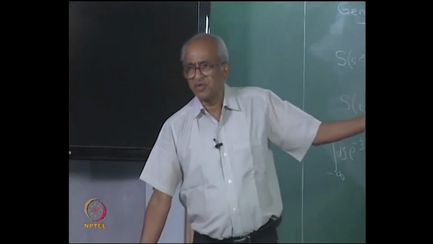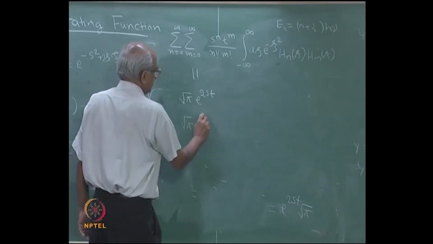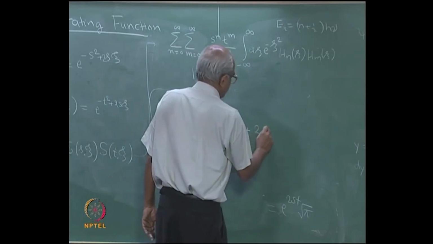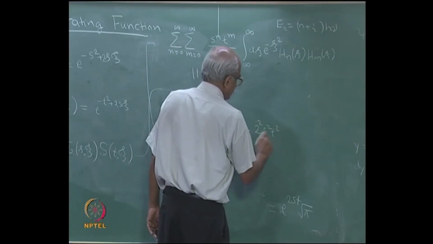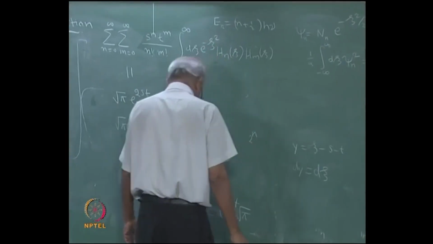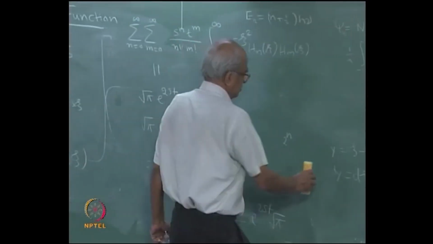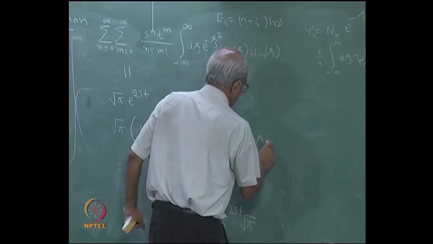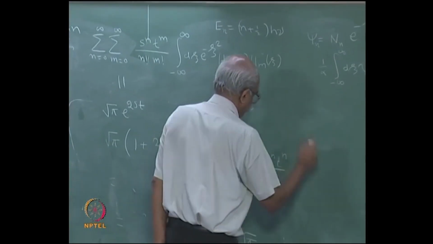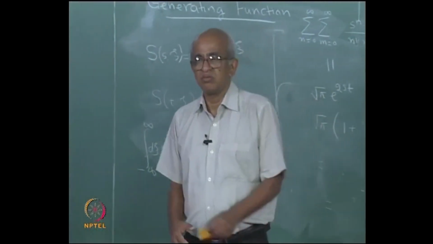But e to the power of 2st, I know how to expand it. Okay. So, what will happen is, I will get root pi times 1 plus 2st plus 2 square s square t square divided by 2 factorial plus, in general, 2 to the power of n s to the power of n t to the power of n divided by n factorial. This is the series, right.